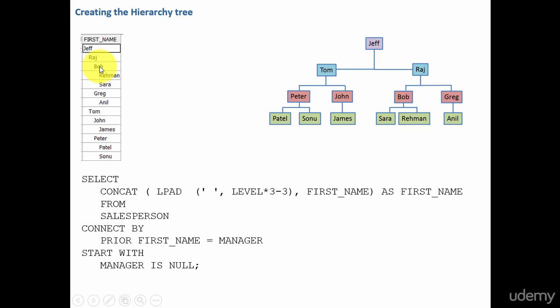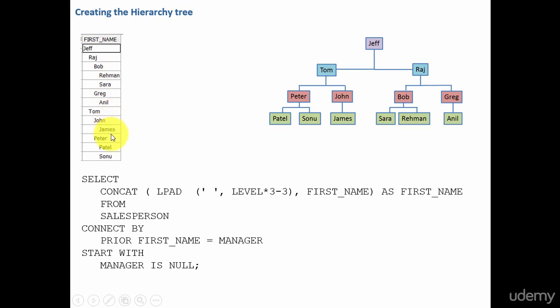Under Raj, we have Bob and Greg, and under Bob, we have Rahman and Sarah. Under Greg, we have Anil. And now, when we navigate to Tom, under John, we have James. Under Peter, we have Patel and Sonu. Just looking at this data, we know how the hierarchy is formed, right?